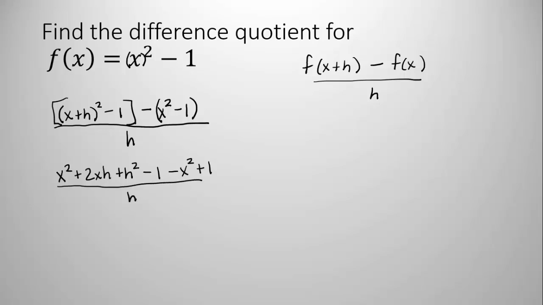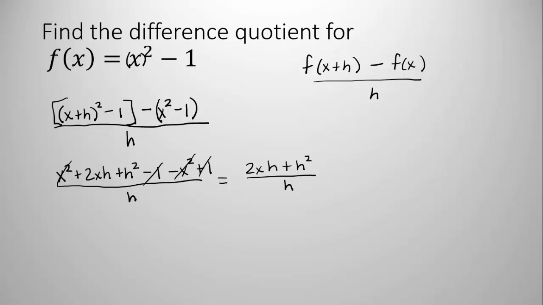Okay, what can we simplify here? Well, we've got an x squared and a negative x squared, so those disappear. And we've got a plus 1 and a minus 1. Those are gone. So let's see what's left. We have 2xh plus h squared. And that's all over h.